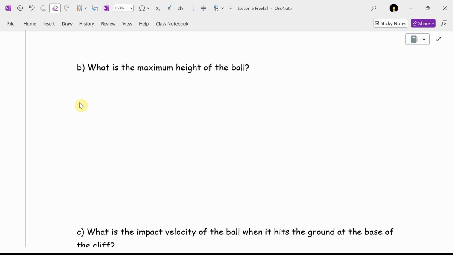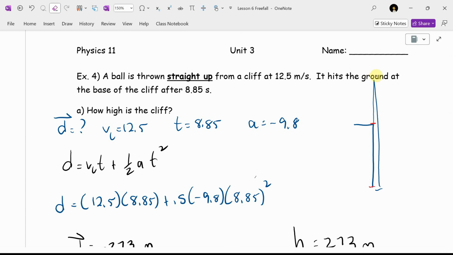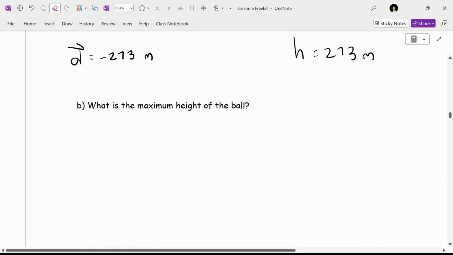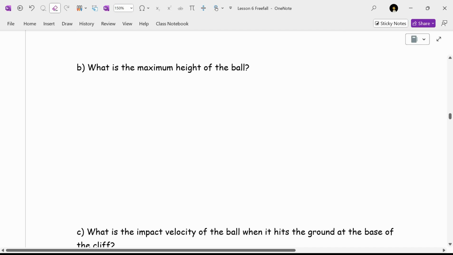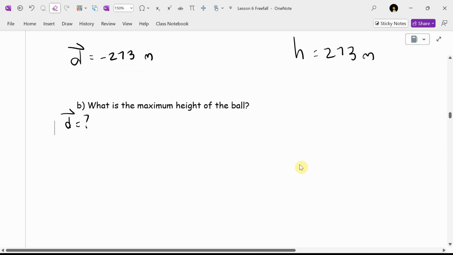Megan, what's B asking me to find? Okay, I think we want to find up here. What variable is it asking me to find, Kanan, when it says height? We're going to get a displacement. Sure, let's go D equals question mark. Megan, can I still say that VI is 12.5? I think so.